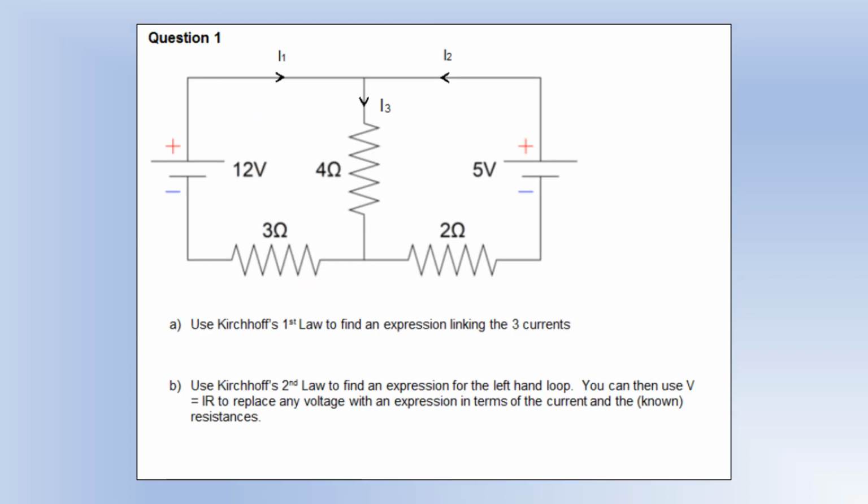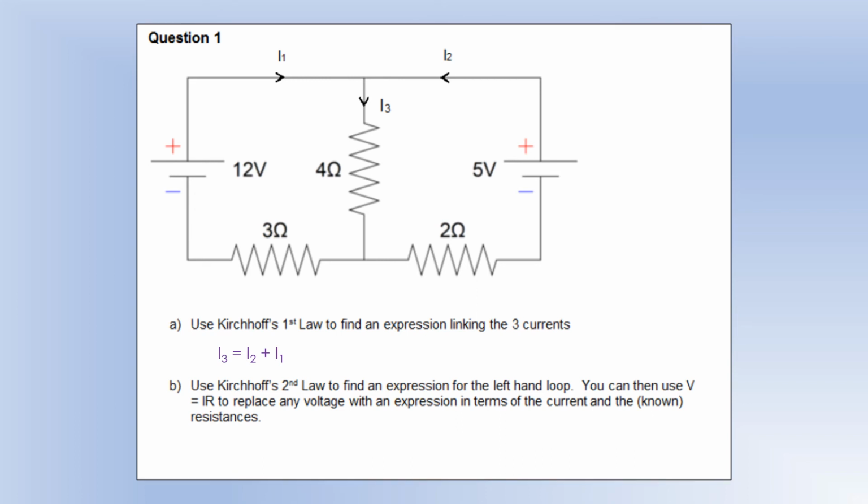Okay, so then some more complicated Kirchhoff's laws practice. So use Kirchhoff's first law, i.e. his current law, to find an expression linking the 3 currents. So if we look at the junction at the top, I1 and I2 are going in, I3 is coming out, so I3 has got to be equal to I2 plus I1, or I1 plus I2, they mean the same thing.